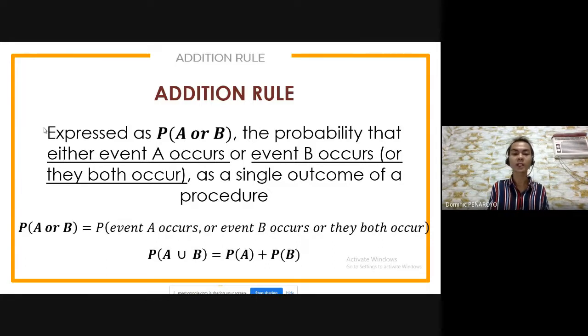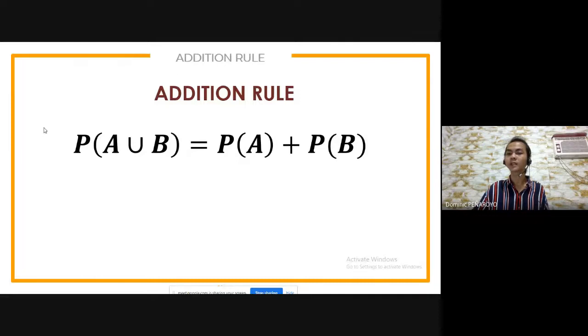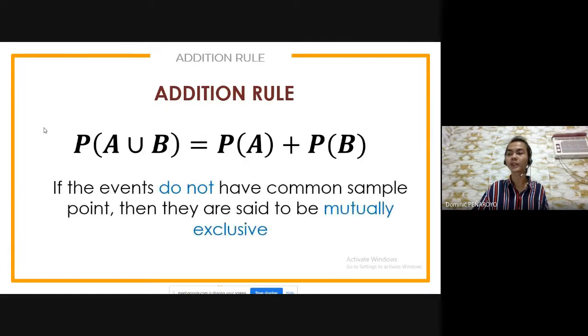So we have here the formula. This is our notation. We just replaced the conjunction or with the union. So the probability of A union B is equal to the probability that event A occurs plus the probability that B occurs, or they both occur. So that's the formula we have for the addition rule.